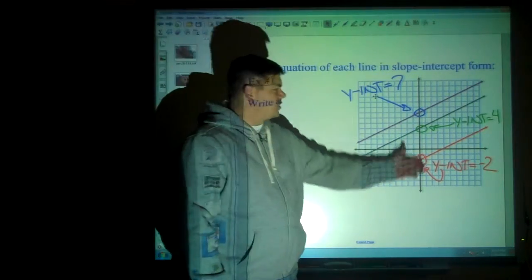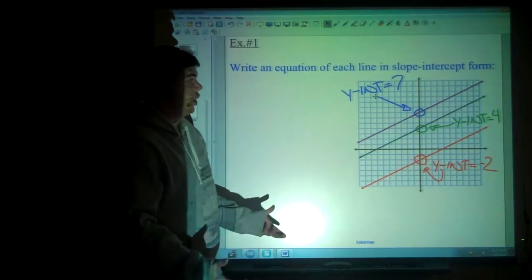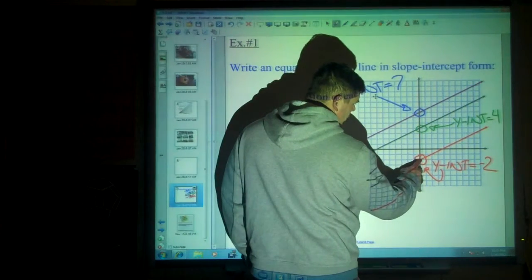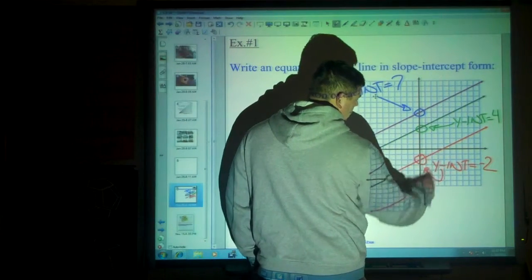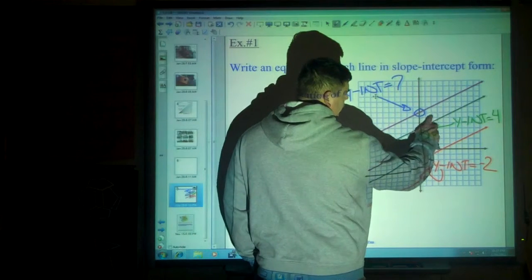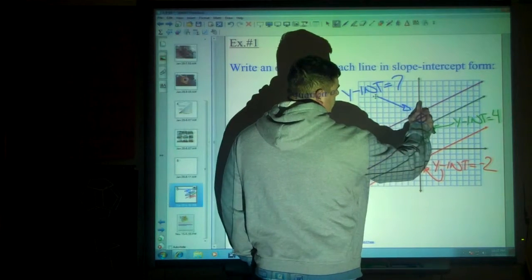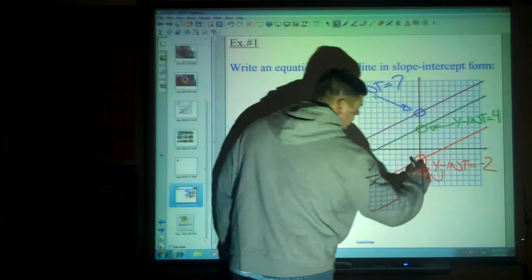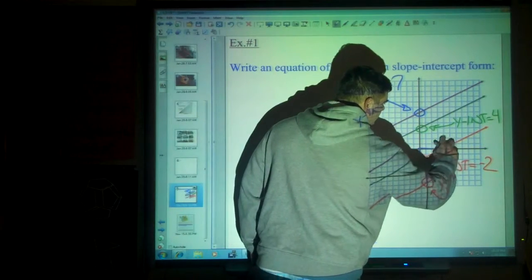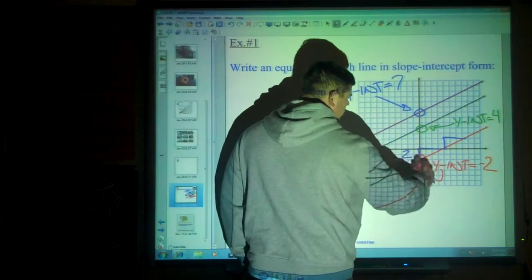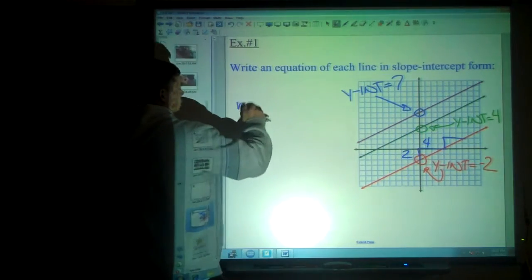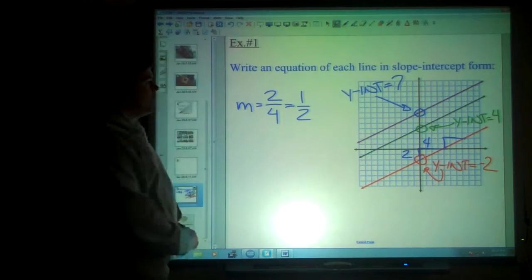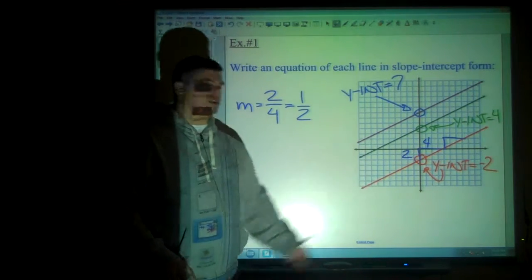So now that we know all the y-intercepts, what's important to know is we've got to figure out the slope. Well, it appears as if the slope goes up 2 and right 4. They all appear to be going up 2 and right 4. So 2 over 4, that means that the slope, 2 over 4, is the same as 1/2. And they are parallel, so all 3 of them have the same slope.